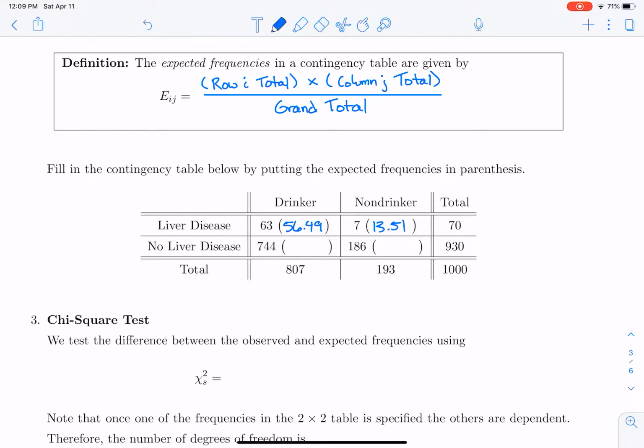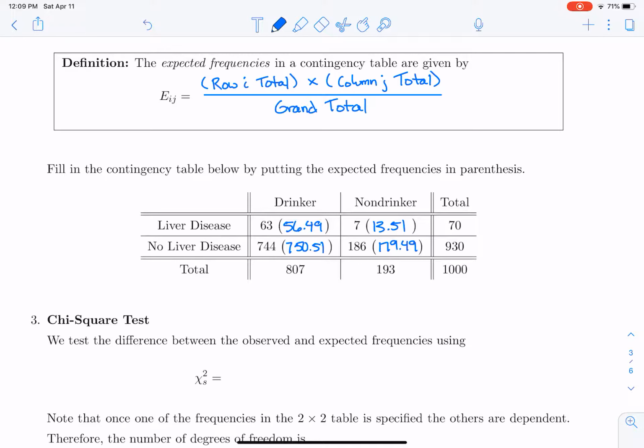After we've filled those two in, we can see that we would have to add 750.51 for the total to be 807. And in the second column, we would have to add 179.49 in order for the sum of those two rows to be 193. So now we have observed frequencies and expected frequencies.